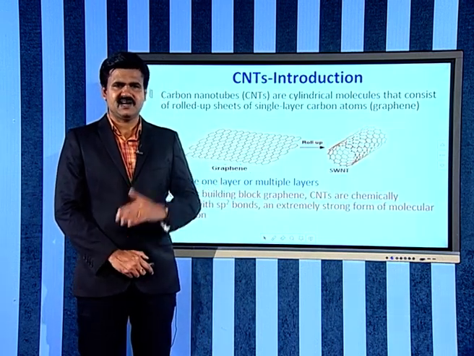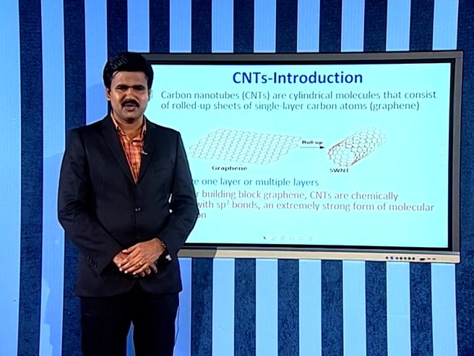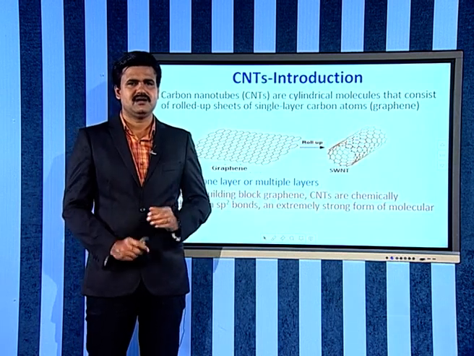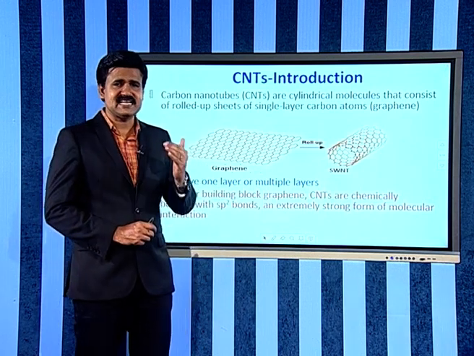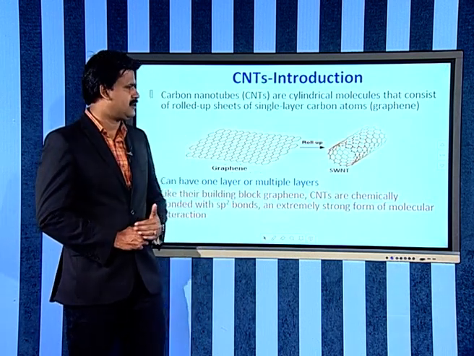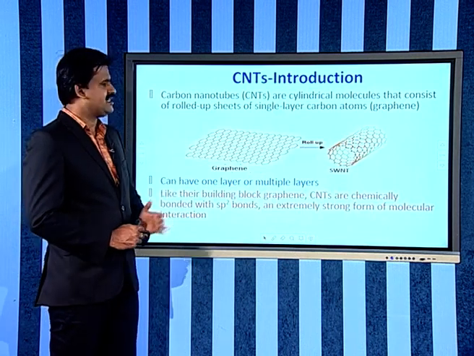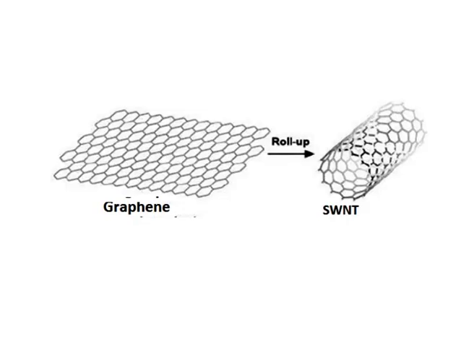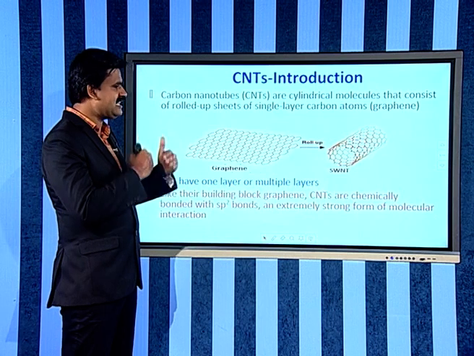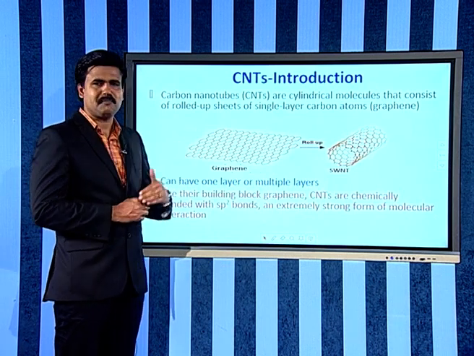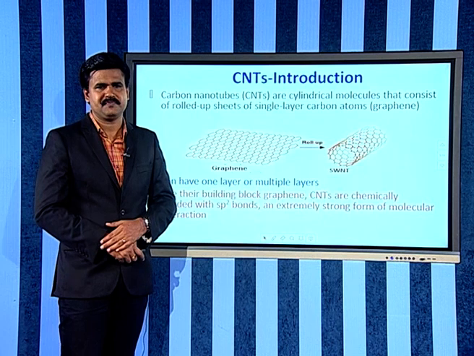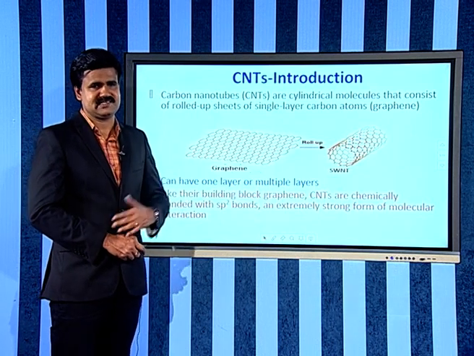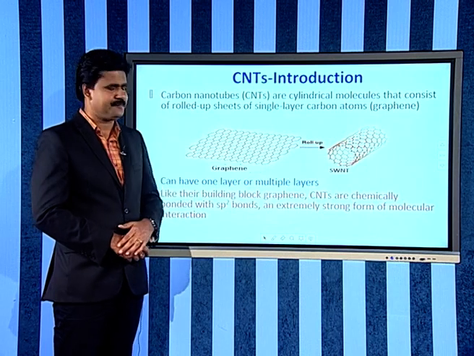Carbon nanotubes are cylindrical molecules that consist of rolled up sheets of single layer carbon atoms, that is graphene. In this picture, it is clear that the graphene sheet rolled up to get a single walled carbon nanotube. In a similar way, if more than one graphene sheet is rolled in the same pattern, we will get a multi-walled carbon nanotube. It can have more than one layer, that is, multiple layers can be rolled.